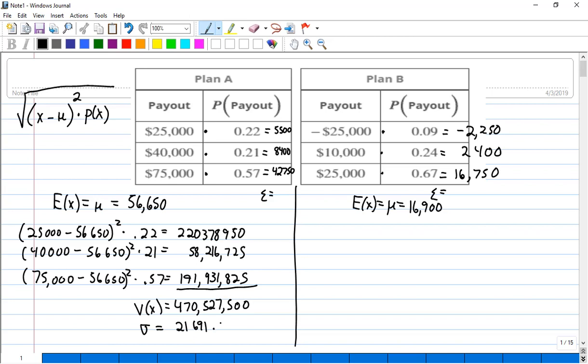So 0.646. All right, I'm going to do the same thing for plan B. So I'm following this same formula up here.